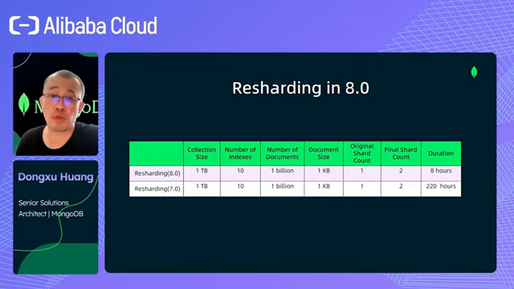And of course, as we always say, benchmarks are benchmarks and the real world is the real world. Your actual performance will really rely on your own workload, your own volume of data, your indexes, your number of shards. And clearly, this test shows that MongoDB version 8 offers a huge improvement in resharding speed compared to previous versions.